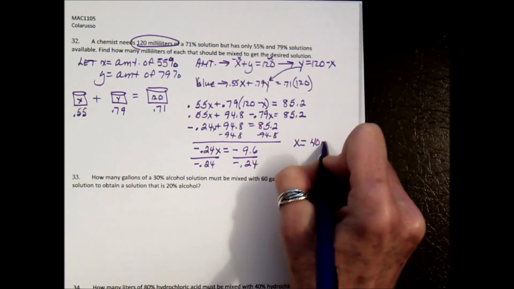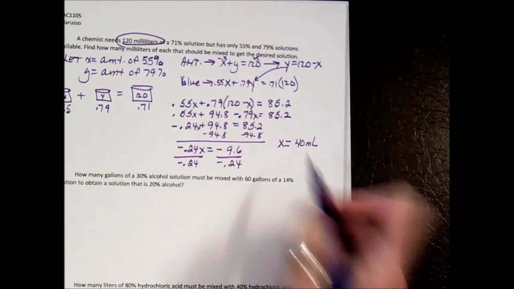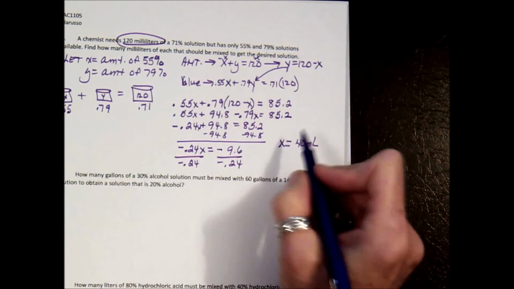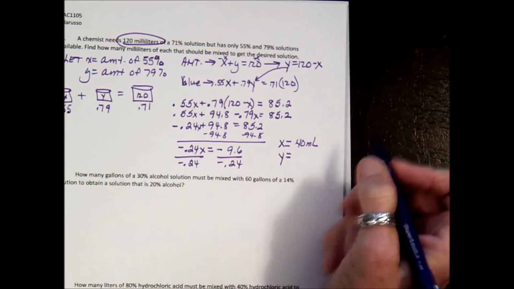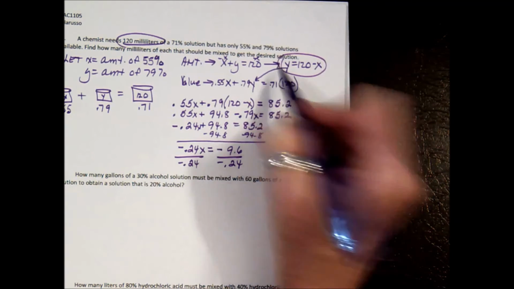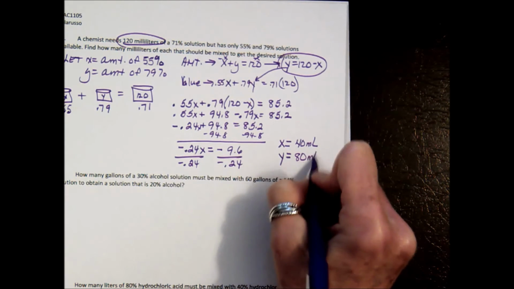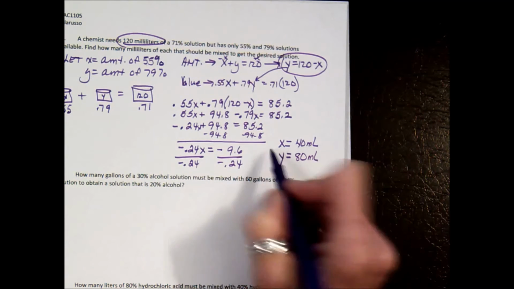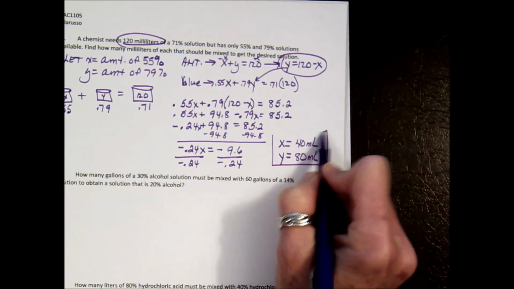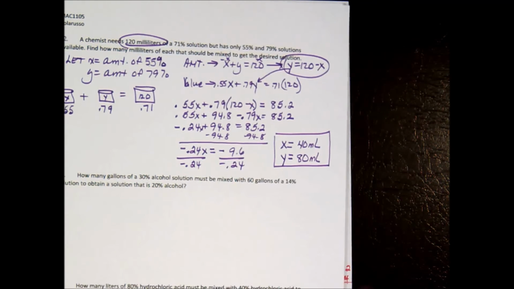Now, x was what? It was the 55%. How do I find y? I use my substitution equation again, 120 minus x, or 80 milliliters of the 79% solution. So that's the kind you're more used to. All right, let's do another one.